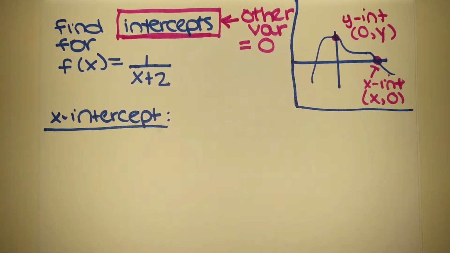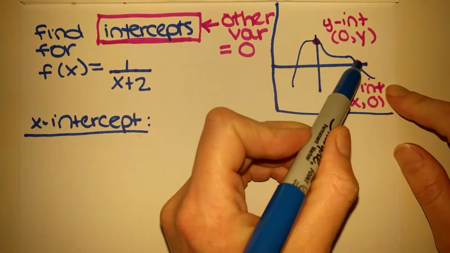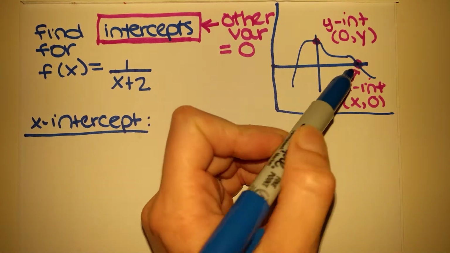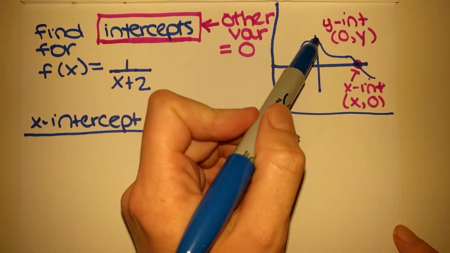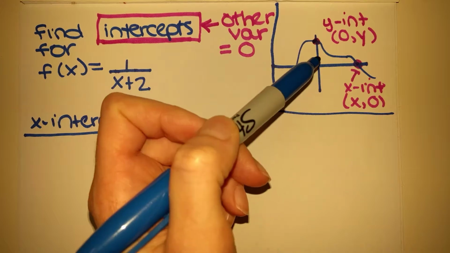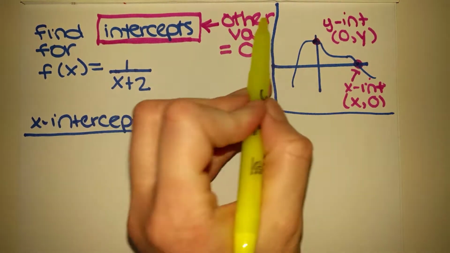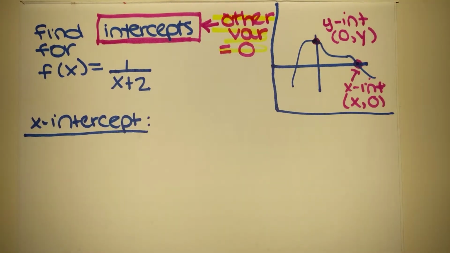Right, so to find the intercepts, if you just think about where an intercept is, it's where we cross the particular axis. So if you're on the x-intercept, you have an x value there. What's equal to 0 is y. And when you're on the y-intercept, you have a y value. What's equal to 0 is your x. So when we talk about finding the intercepts, we are going to set the other variable equal to 0.